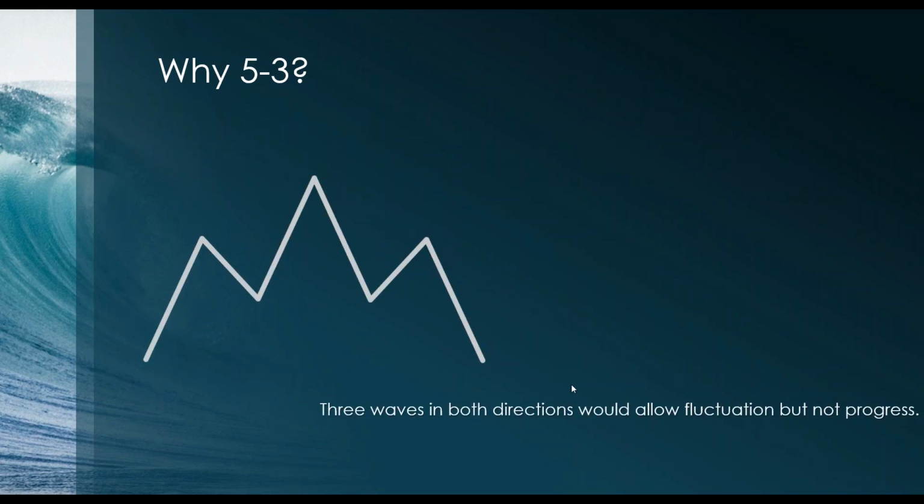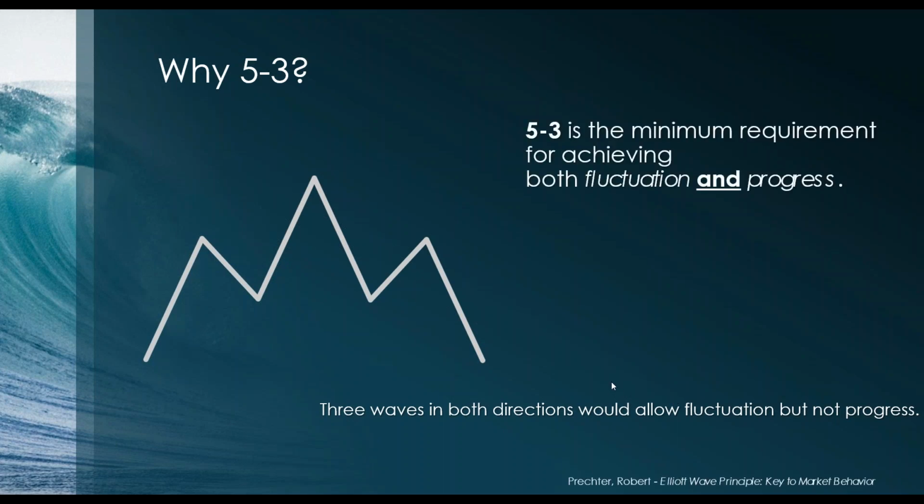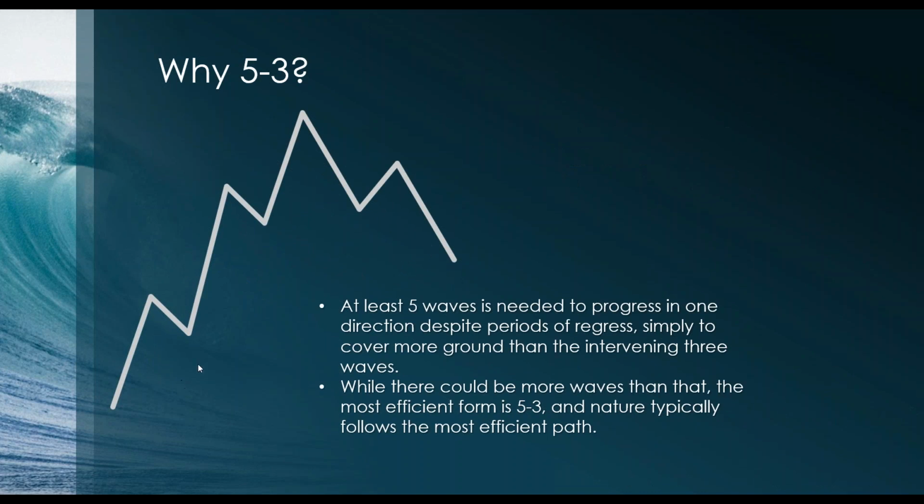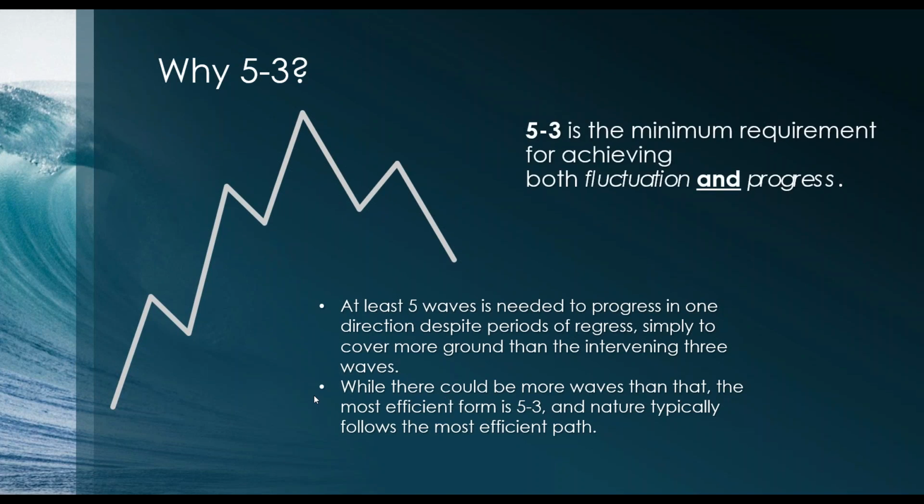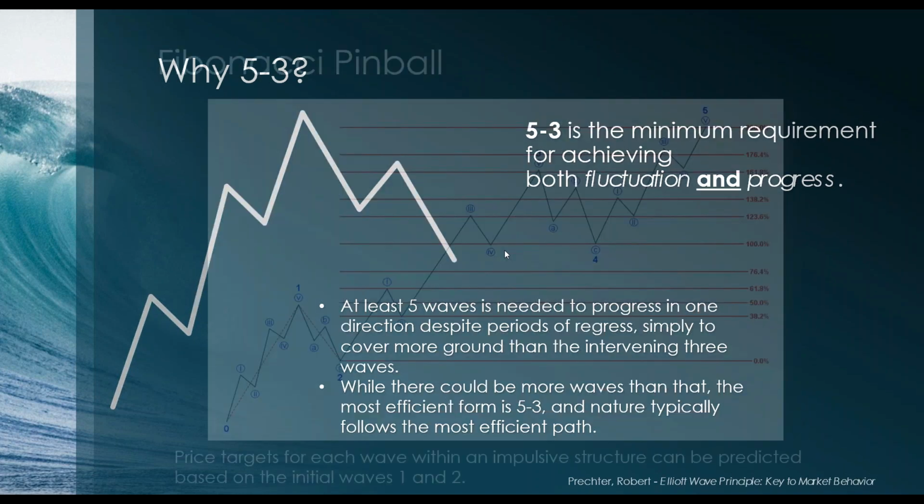3 waves in both directions would allow fluctuation but not progress. At least 5 waves are needed to progress in one direction, despite periods of regression, simply to cover more ground than the intervening 3 waves. So while there could be more than 5 waves, the most efficient form is 5 waves up and 3 waves down to give both fluctuation and progress. And typically nature follows the most efficient path. So again, 5 waves up and 3 waves down is the most efficient way to get both fluctuation and progress.